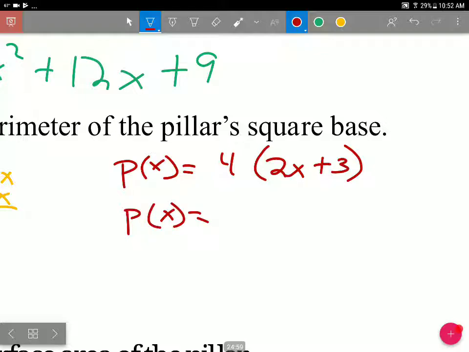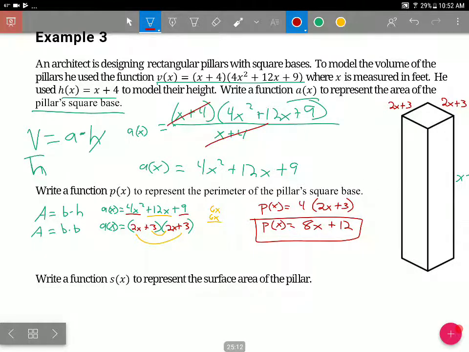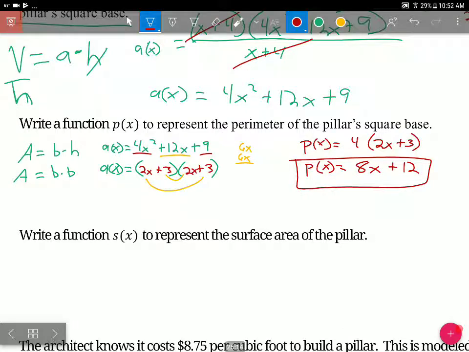What's 4 times 2? 8. What's 4 times 3? 12. That's the perimeter of your base. All right, now this one was a little trickier because you needed the perimeter of the base, not the whole thing, just the base, and all they gave you was the area. And so you kind of had to backtrack back down to the sides.